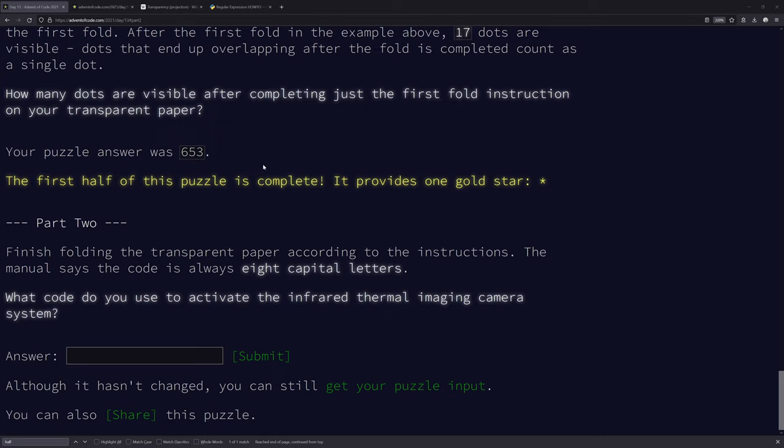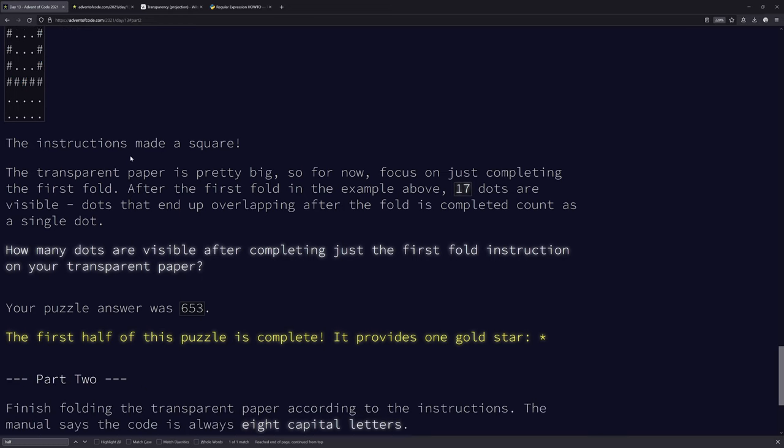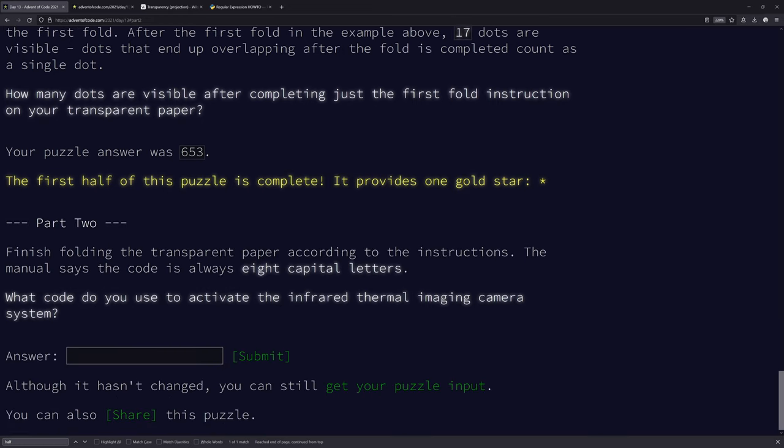Okay, took a little break there, and let's read part two, finish folding the paper. We can do that. The code is always 8 capital letters. What code do you use to activate the imaging camera system? Well, I guess we're going to have to print out and make the display. It'll be easier to make the display than to write the code to look at the points and figure out which letters they are. So let's try to complete the folds and print out the answer.